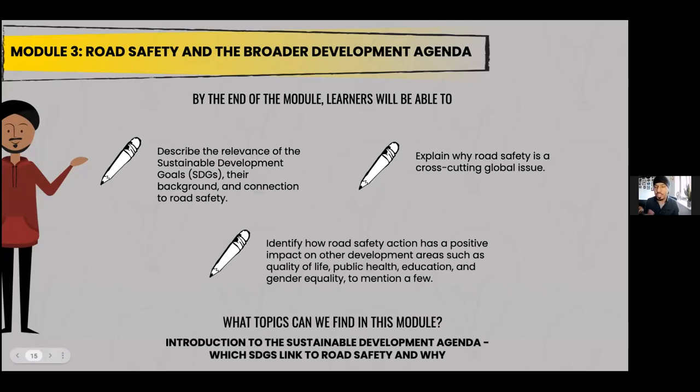We look at the history, how the SDGs came around, and what has been the global understanding of sustainable development all the way back to the Millennium Development Goals and so forth, to give you a good understanding as to why we even have these things in the first place.